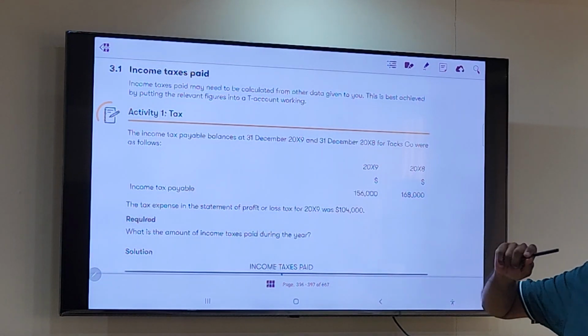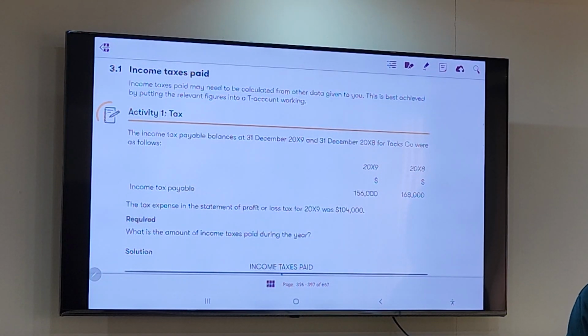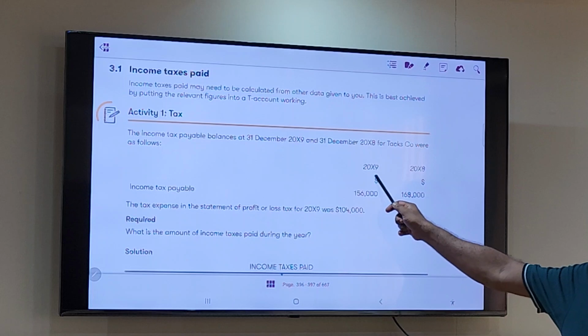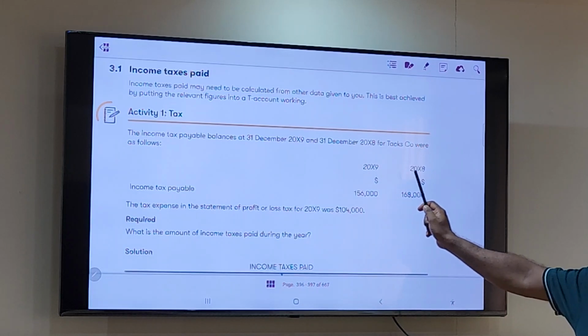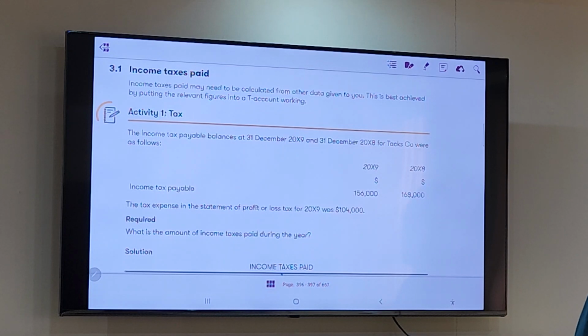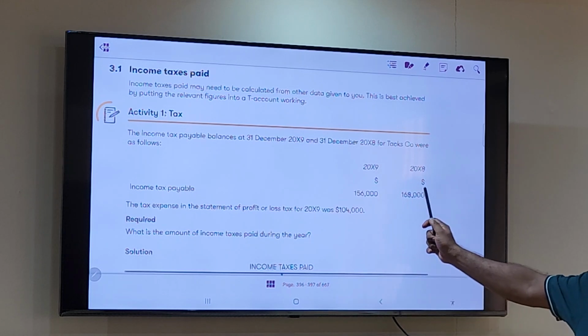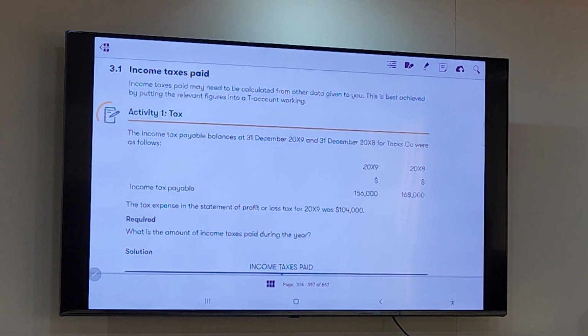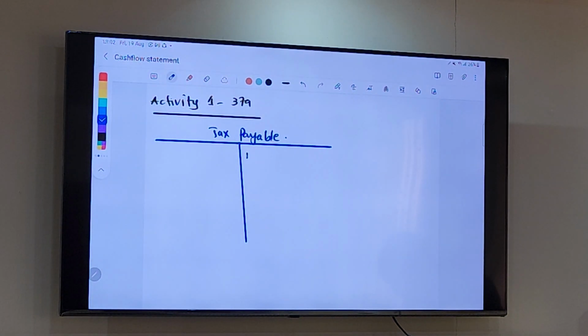So what do you think is the current year? X9. X9 is the current year, X8 is the last year. So for the current year, tax liability payable opening balance, how much? 160. So, brought forward 160.